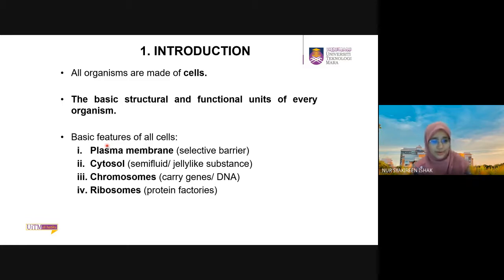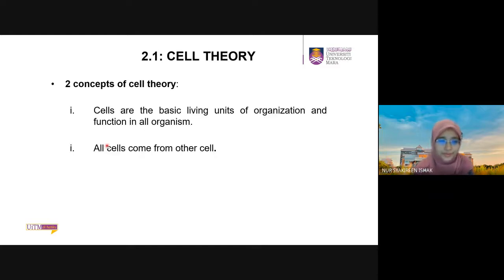Ribosome is an organelle that has no membrane, okay? Ribosomes can be present in prokaryotes and also eukaryotes. So all organisms, be it prokaryotes or eukaryotes, must have these four components: plasma membrane, cytosol, chromosome, and also ribosome.